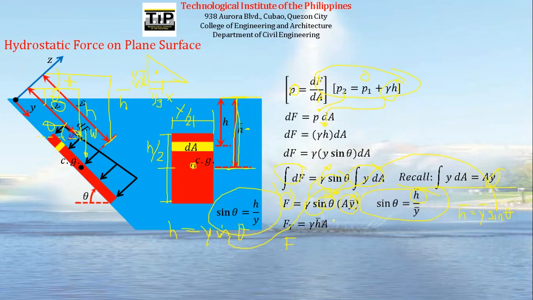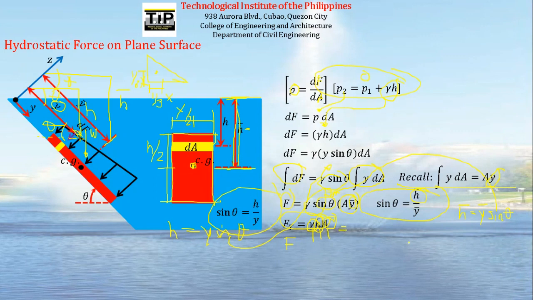Okay? Therefore, Fe or the total force acting on this flat surface due to the fluid is equal to gamma h bar times the area, wherein gamma is the unit weight of the fluid, h bar is the vertical distance from the surface to the center of gravity, and area is the cross-sectional area of the object or body. Okay?